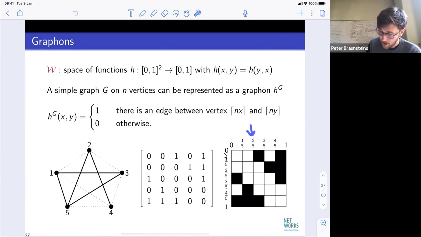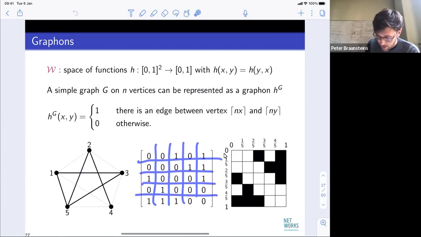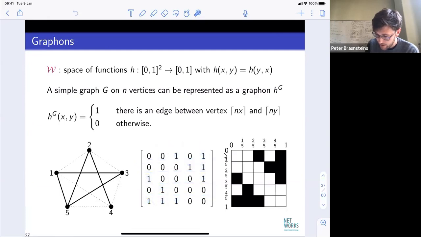Here's the corresponding graphon, and you can see that all we've done is divided this up into little squares and then colored in black all of the squares that correspond to 1. That's what we've done to get this. And these black squares correspond to squares where the graphon is equal to 1. All right, so that's the graphon representation of a graph.